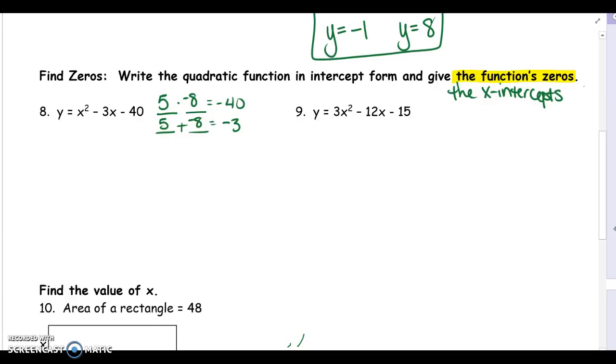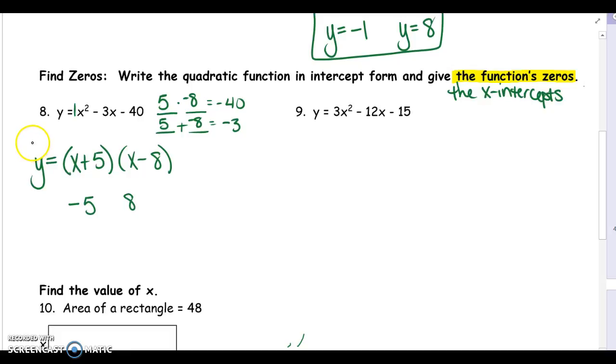Because our a value is 1, there isn't a number other than 1 in front of our x squared, we can simply write this as factored form. X plus 5, x minus 8. That is factored form, which is the same as intercept form. So taking this equation written in intercept form, what are the x-intercepts? The x-intercepts are negative 5 and positive 8.